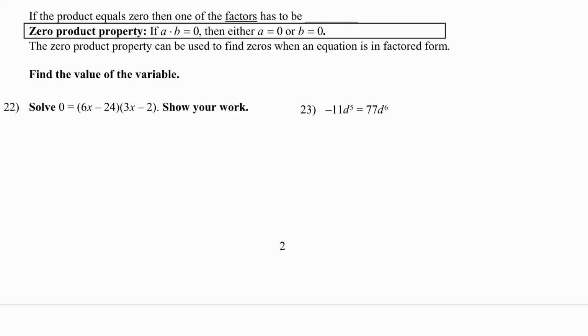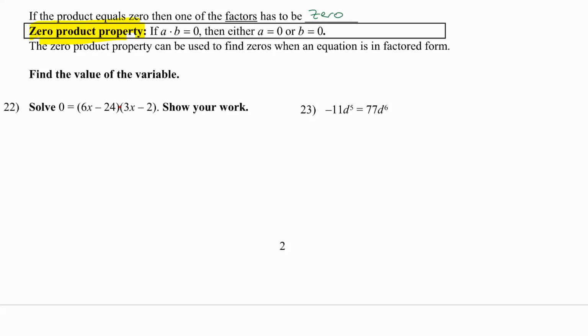So number 22, if we just scan that real quickly, that's already factored for us because we have two things that we're multiplying times each other. 23, that's not that way, so we've got to think about that one a little bit. Now, to help us solve these problems, we have this rule called the zero product property, and this should make sense. So if we have two things that we're multiplying that equal 0, that means one of those two factors has to be 0. So if the product equals 0, then one of the factors has to be 0.